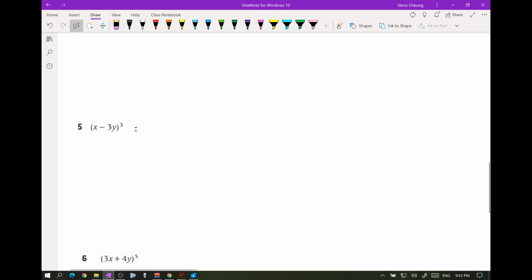Oh, this one's a cube. I like cube because it's small. So we start off with x cubed plus 3 choose 1, x squared -3y, plus 3 choose 2, x times -3y all squared, plus -3y all cubed. So here 3 choose 1 is 3, and then we have a -3. 3 choose 2 is also 3. -3 all squared is a +9. And the last one is -3 all cubed, which is -27.